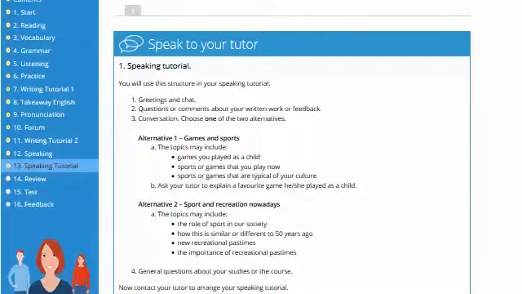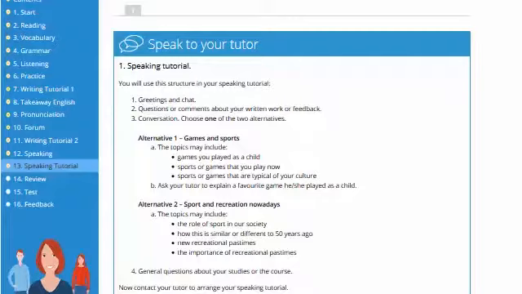On an agreed day and time, the student contacts their tutor by Skype or other system to have their speaking tutorial. This is a 20-minute conversation with their tutor in real time. The tutor sends the student written feedback after the conversation.